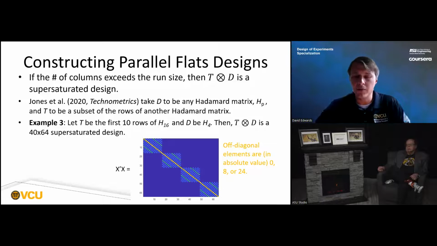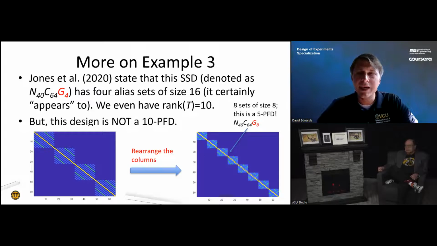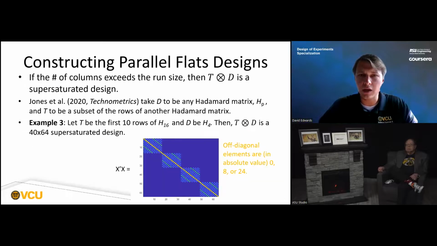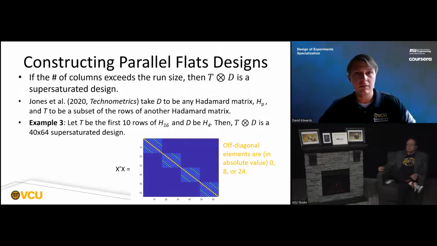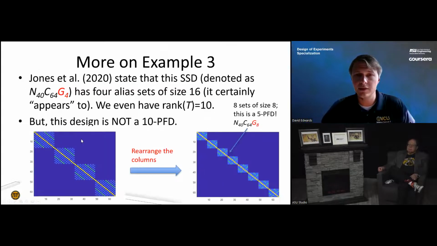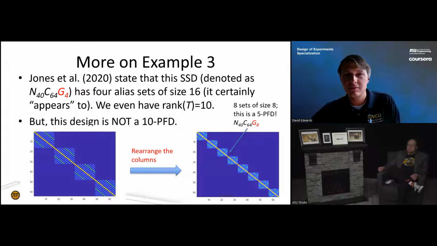What is interesting here, something that we uncovered when we started looking at this, was that in the paper, they said this was a 40-run, 64-column design, which it is. They said it had 4 alias sets, because it looks like it does. When you look at this, you can see here, 1, 2, 3, 4. It looks like 4 alias sets. Turns out, though, that if you rearrange the columns a little bit more, you actually get 8 alias sets. And so there is more orthogonal separation than they let on in this case.